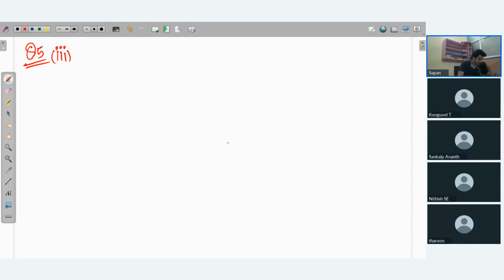So question number 5, third part. It's basically a word problem. These types of problems are called word problems. It says that if the number p is 7 more than the number q and the sum of squares is 85, then find the numbers. So let the numbers be p and q.